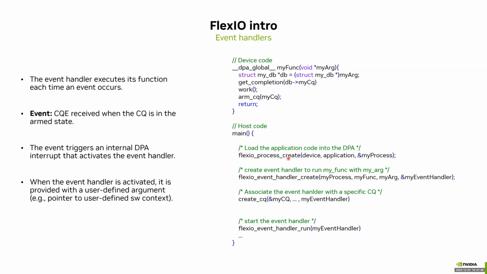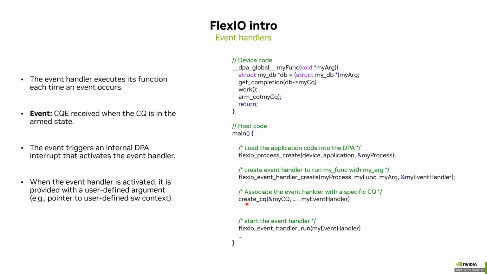So this is an entity for the DPA. Then you create the event handler. You can imagine this as a thread. So here you say, okay, this is a thread of this process, takes this function, right? And these arguments here that then go here, and you get a handle back.